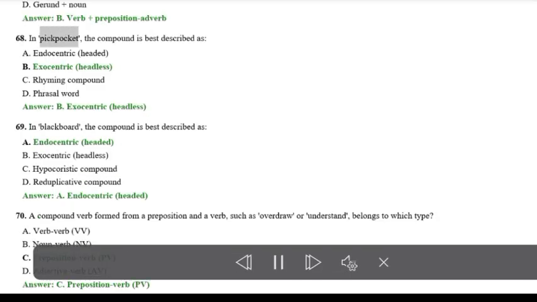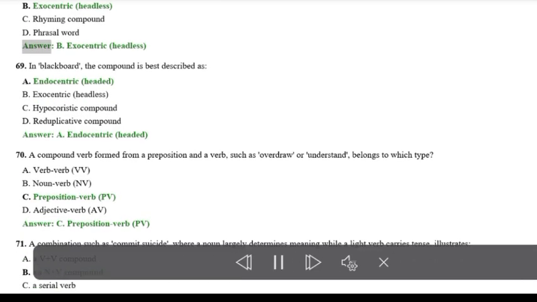68. In pickpocket, the compound is best described as A. Endocentric, headed. B. Exocentric, headless. C. Rhyming compound. D. Phrasal word. Answer, B. Exocentric, headless.